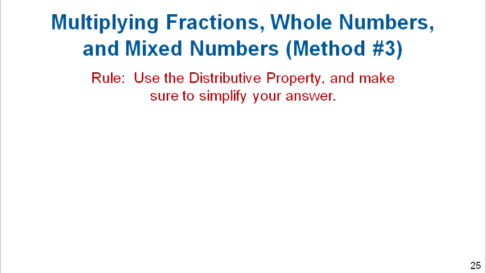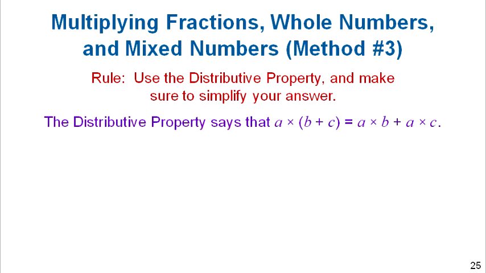The third method for multiplying fractions and mixed numbers that I'm going to discuss uses a property called the distributive property. It says that if you have a number which I can represent by a, multiplied by the sum of two numbers, which we'll call b and c, you can multiply the a times both the b and c and then put an addition sign between the answers.